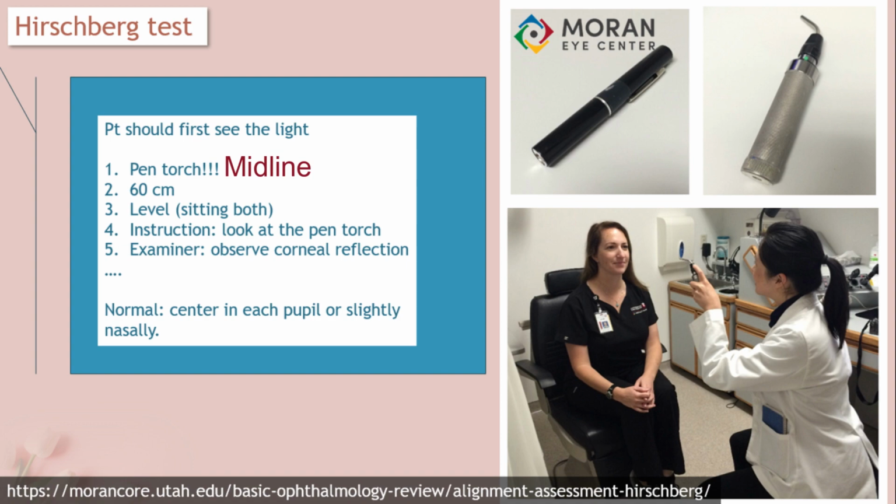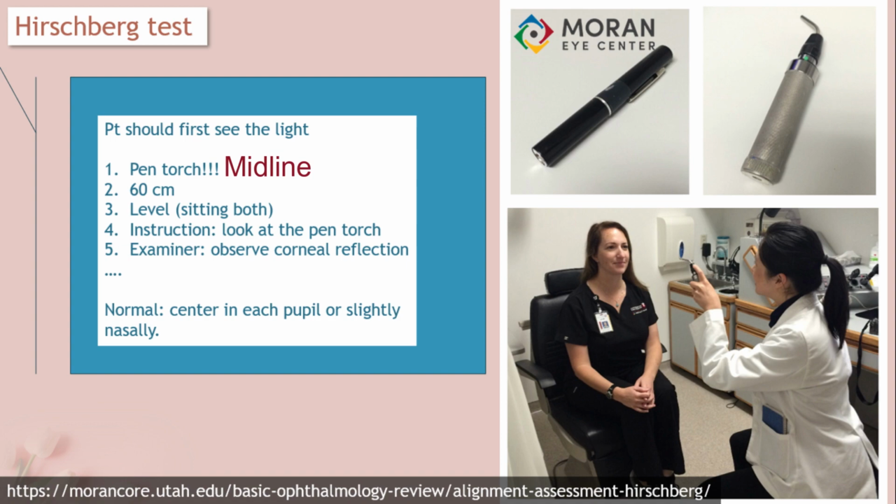Okay, so make sure that the head is straight and the patient is looking at the pen torch, and then you will observe the cornea reflection in the center of the pupil of each eye. My volunteer is staring at the light a little bit, but this is accidental, not intentional.